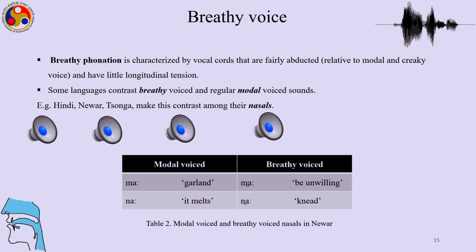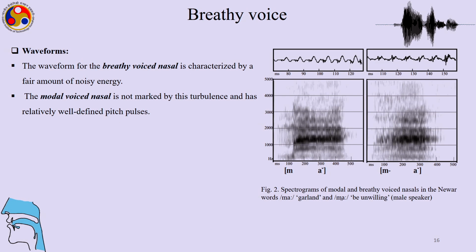We have ma, which is garland, and the breathy voice ma, which is be unwilling. So, now let us look at the waveforms to see how they are different. The waveform for the breathy voice nasal is characterized by a fair amount of noisy energy, which we had already mentioned, and the modal voice nasal is not marked by this turbulence and has relatively well defined pitch pulses.